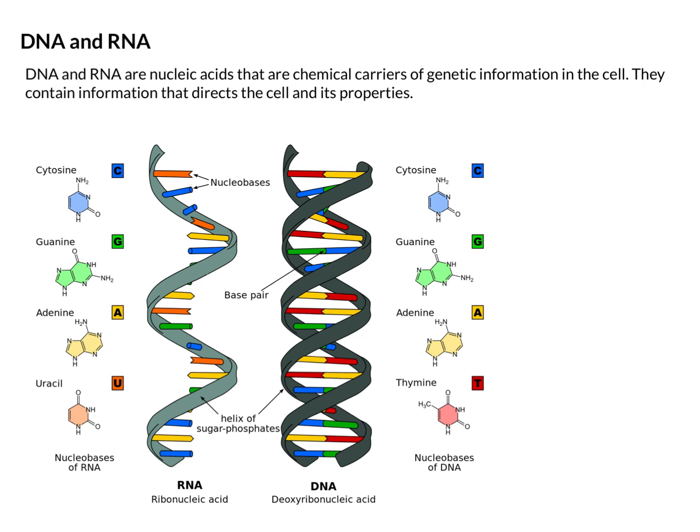We're going to go through just a very, very brief and basic overview of DNA and RNA. So DNA is deoxyribonucleic acid and RNA is ribonucleic acid. And these are nucleic acids that are chemical carriers of genetic information in the cell. Basically, they contain information that directs a cell, how it functions, and its properties.